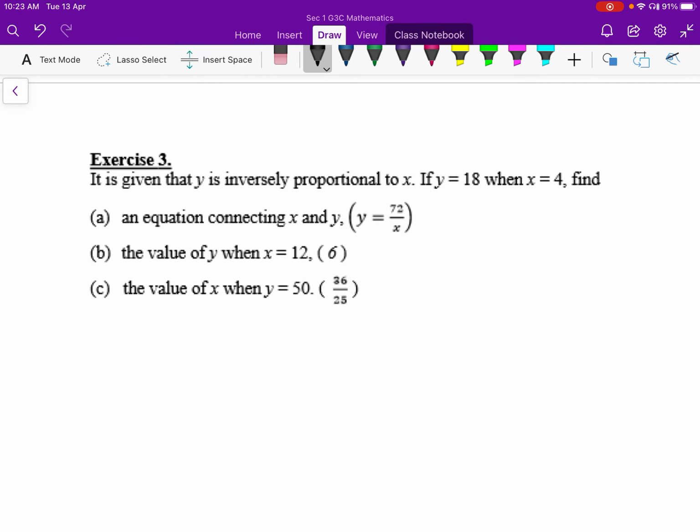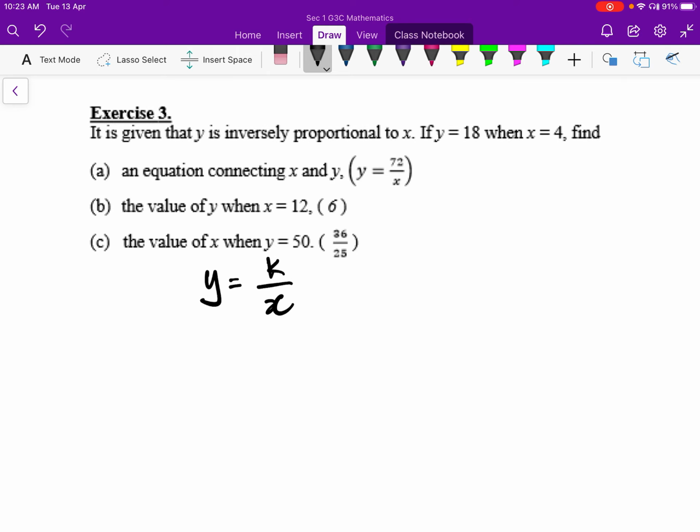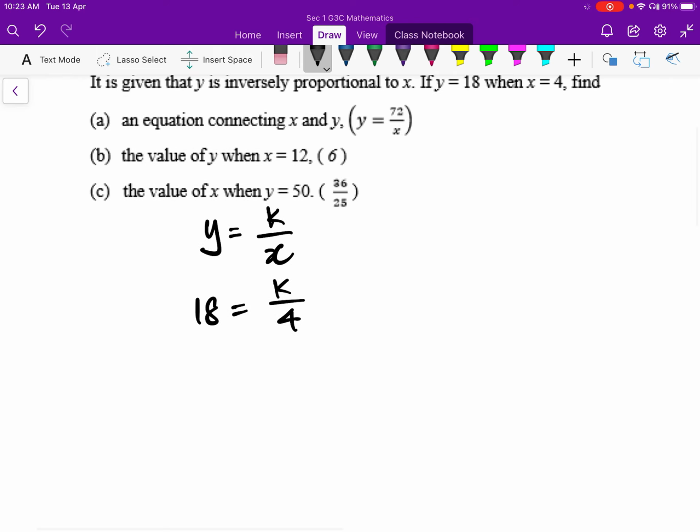Y is inversely proportional to x. Everybody write down the first statement. Okay, is this what you have? Y equals k over x. Then the next piece of information, y equals 18, x equals 4. Okay, do your substitution now. So is this what you have? 18 equals k over 4. Check. And once you have that, what will you find out next? K, very good. Okay, find k. What is your k?